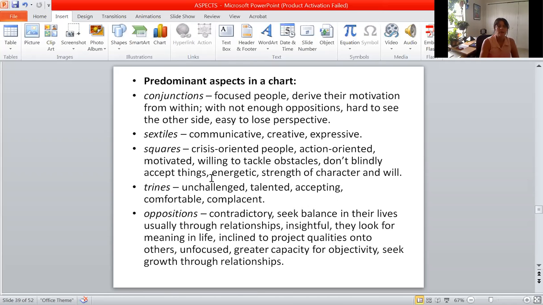Okay, predominant aspects in the chart. If there's a lot of conjunctions, those people are focused people. They derive their motivation from within because all the stuff is focused. So with not enough oppositions, it's hard to see the other side, and it's easy for them to lose perspective. If there's a lot of sextiles in the chart, there's communication, creative expression, because they're like all over the place, and they can just jump around between those polarities.